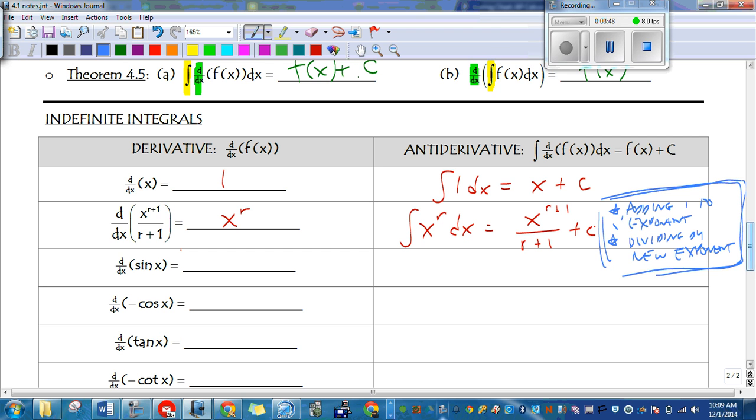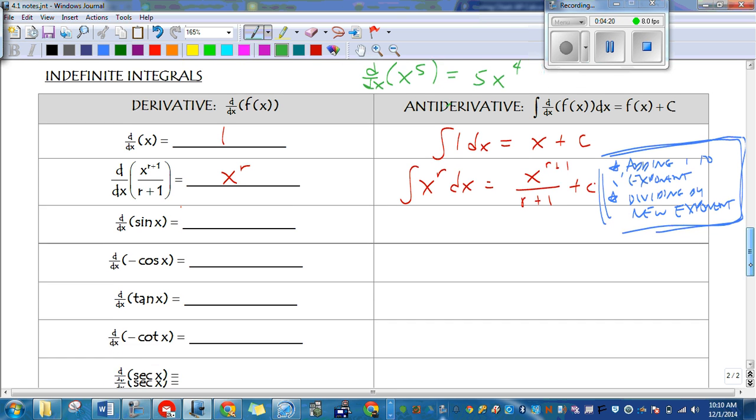So if we look at a simple derivative, we take the derivative of x to the 5th. Well, how did we do that? We multiplied by this exponent, right? We put the 5 out in front, and then we subtracted 1 from the exponent. Well, the antiderivative is doing the opposite of that. Instead of multiplying, we're dividing. Instead of subtracting 1, we're adding 1. So antiderivative is just doing the opposite of what we did with the power rule. And we'll look at some examples of that in a little bit.